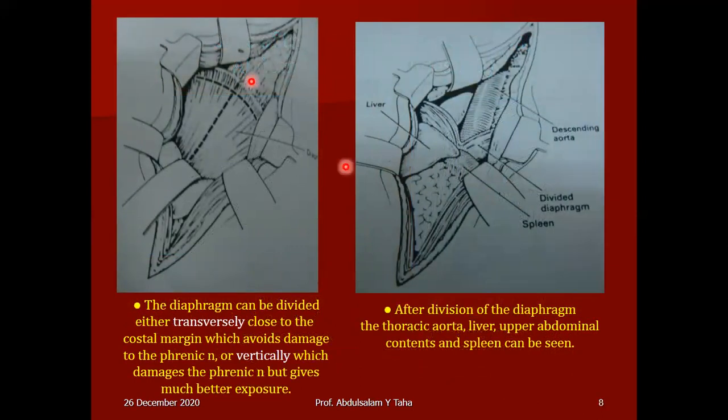As you can see here, the diaphragm should be divided, and there are two methods of opening the diaphragm: either a transverse incision near the costal attachment of the diaphragm, which is away from the branches of the phrenic nerve, but unfortunately it provides less optimum exposure, or a vertical or radial incision from the periphery of the diaphragm towards the hiatus, the esophageal hiatus.